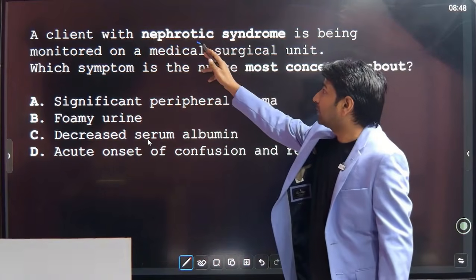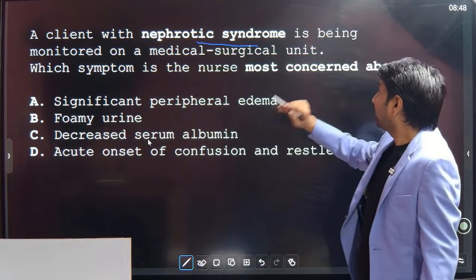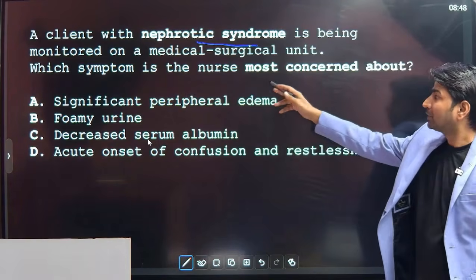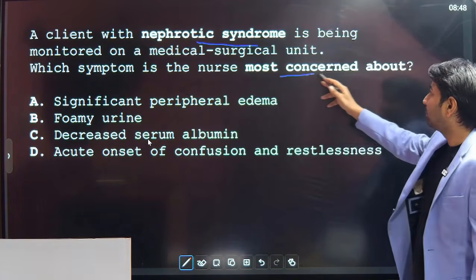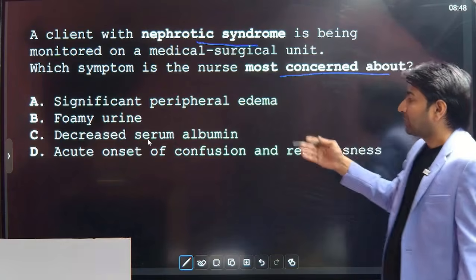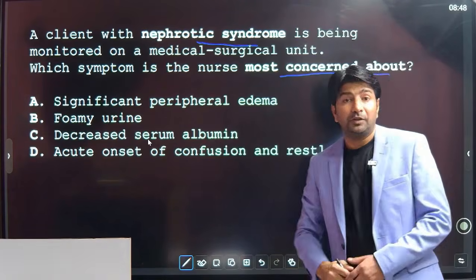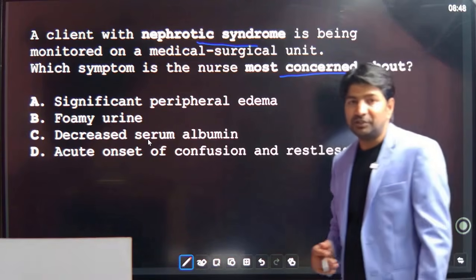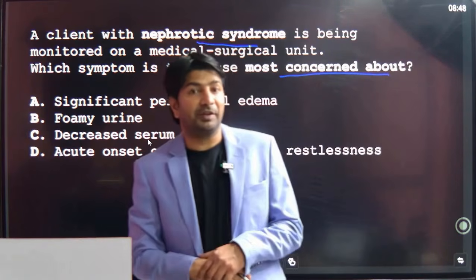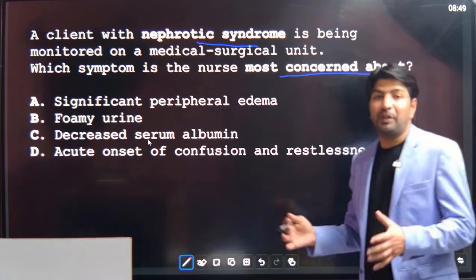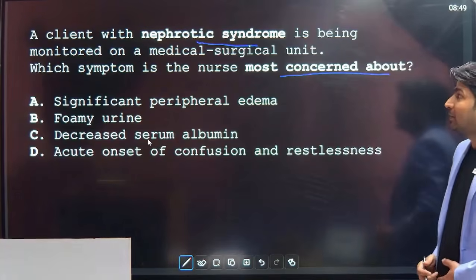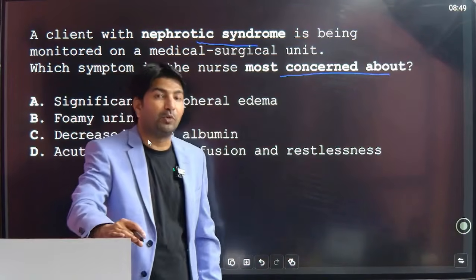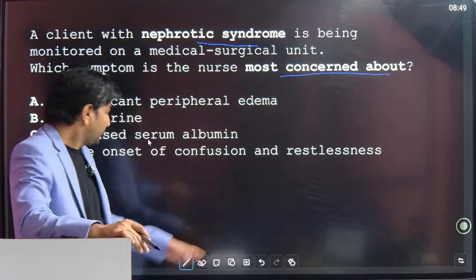In this question, we need to look at two things. First, the patient's diagnosis is nephrotic syndrome, and within this, we need to look for one of these options because it asks what the nurse is most concerned about. This means we need to look for a symptom here that indicates the patient is in some immediate danger. If we don't perform some intervention, it means that the patient might develop even more complications. So, to understand nephrotic syndrome and solve this question, we first need to see what nephrotic syndrome is.